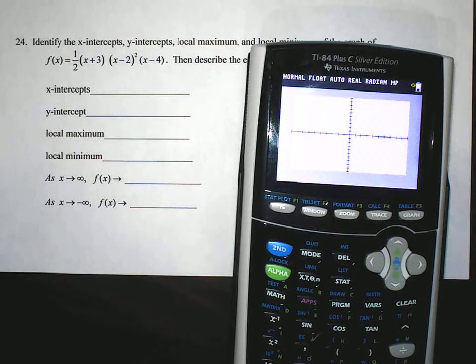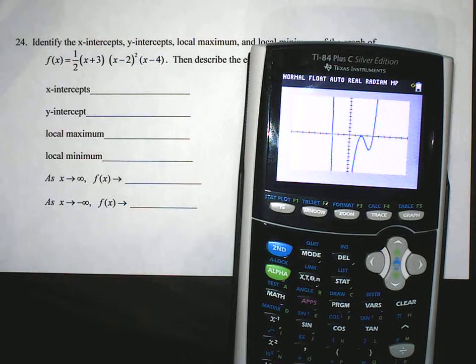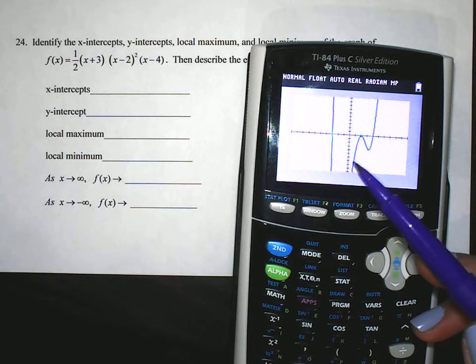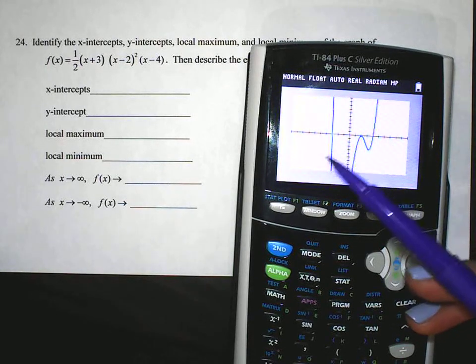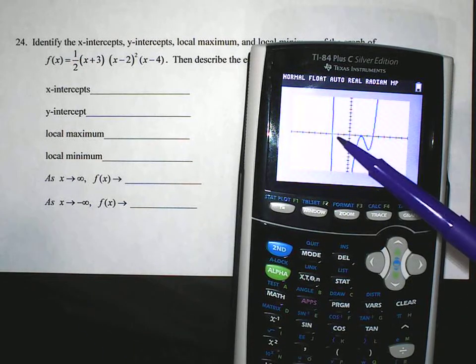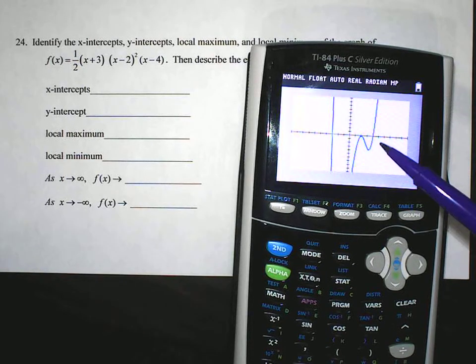Alright, when I look at this, I have 1, 2, 3, 4 x's. Okay? And it looks like a touchdown as well. So I know it's a degree of 4, so it's going to be an even function, it's going to look like a touchdown. And that 1/2 is a positive, so it's going to be a positive touchdown. So it goes through -3, goes through +2, and it bounces off of +2, and then it goes through +4.